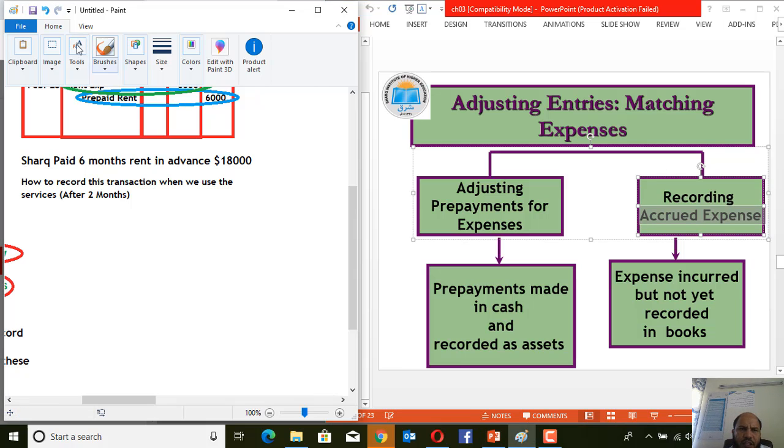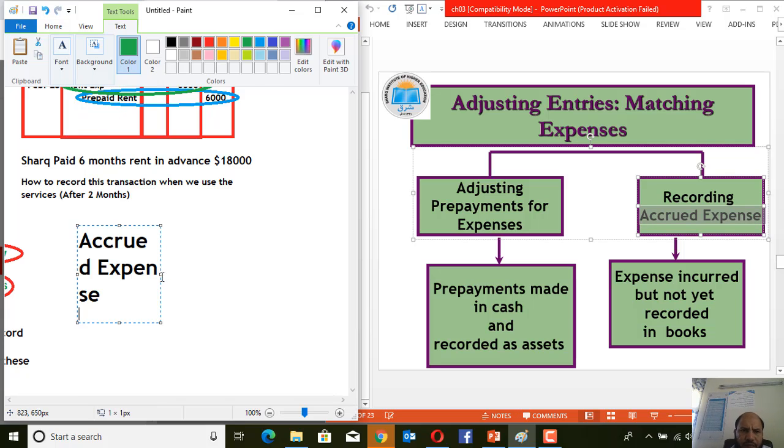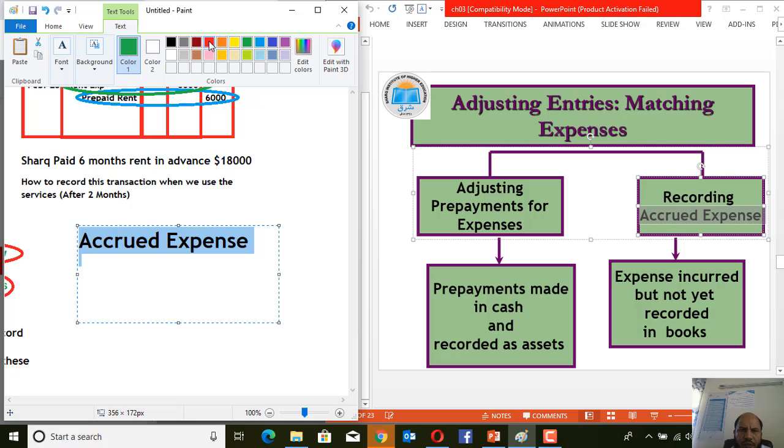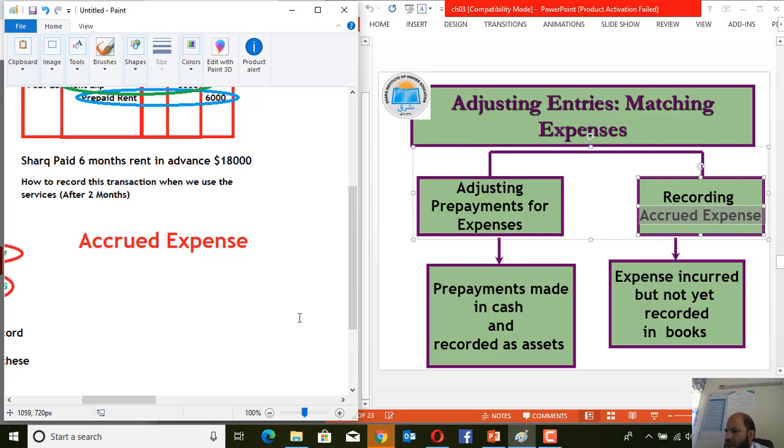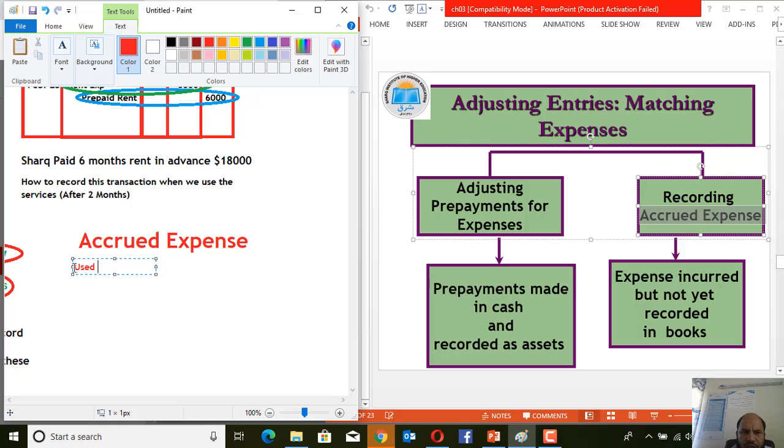What does accrued expenses mean and how do we record the accrued expenses? Accrued expenses. Okay, very good. Now accrued expenses mean, for example, we used expenses but we have not recorded that in the books of account. We used the expenses and services.